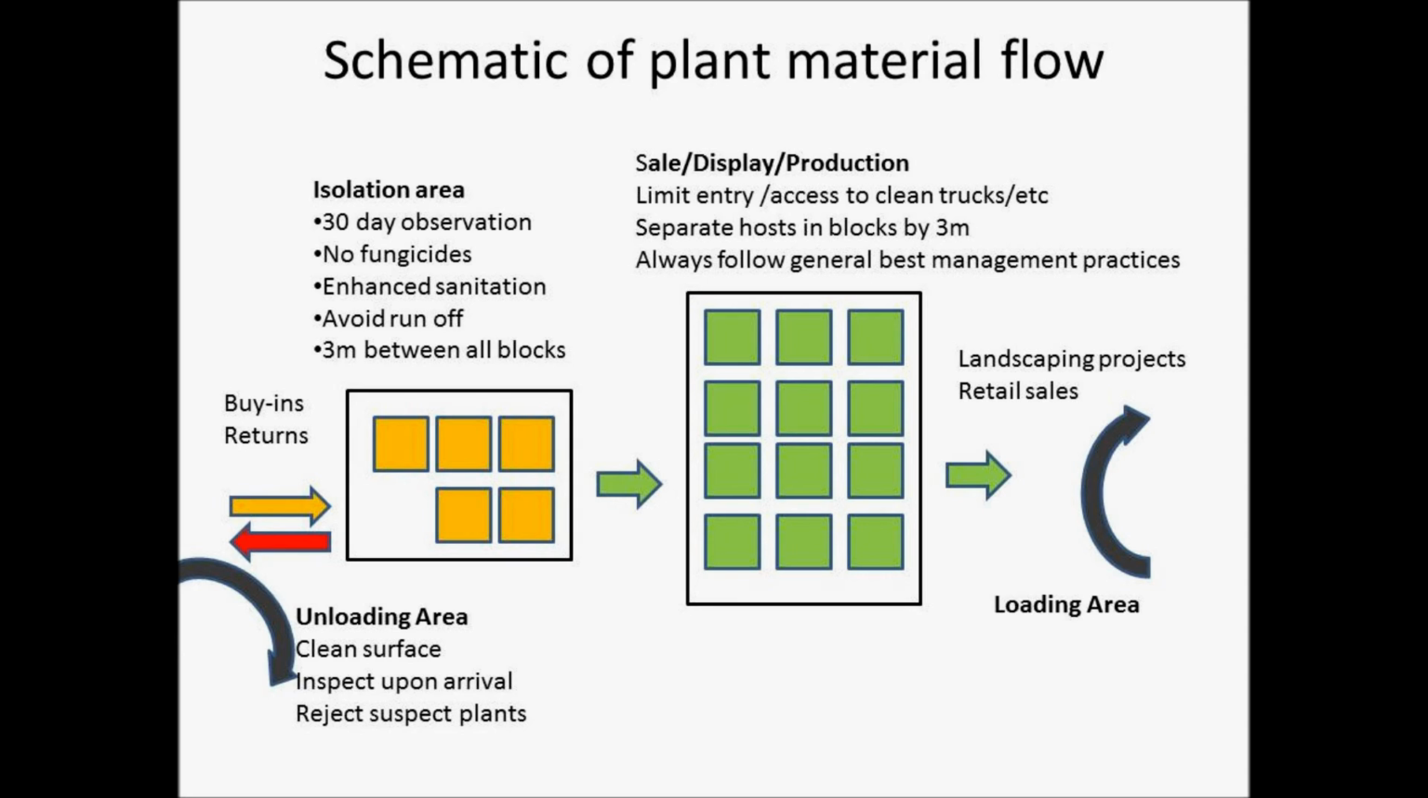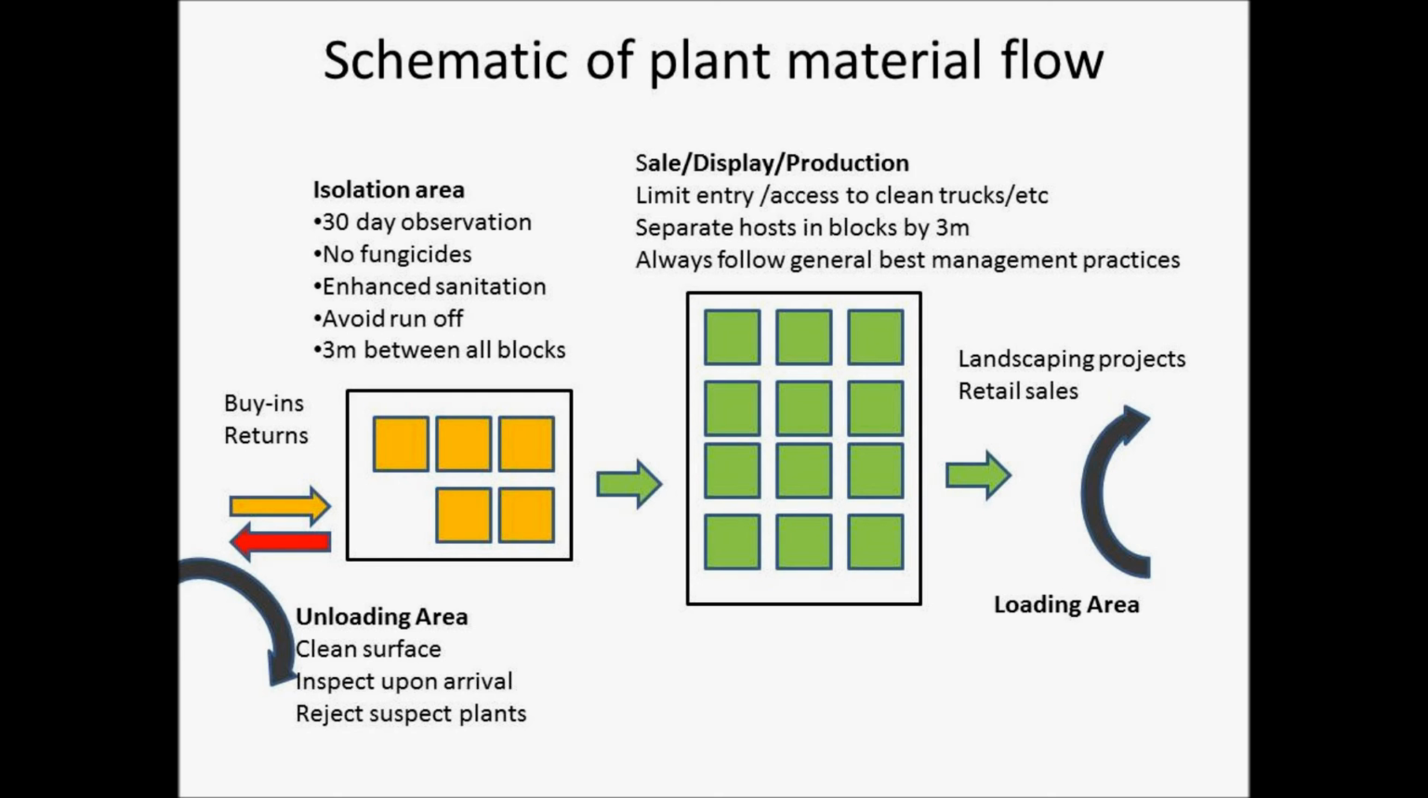They're under enhanced sanitation of host material, and there is 3 meters between all blocks of plants. Plants should probably be grouped by each shipment. You could group them in other ways as well, but by shipment is one recommendation. This is where all the plants are unloaded and where all the potentially dirty plant material is held under isolation before it's declared clean and entered into the general population of the nursery. Anything in green represents accepted material that has been approved to be released into the general population.